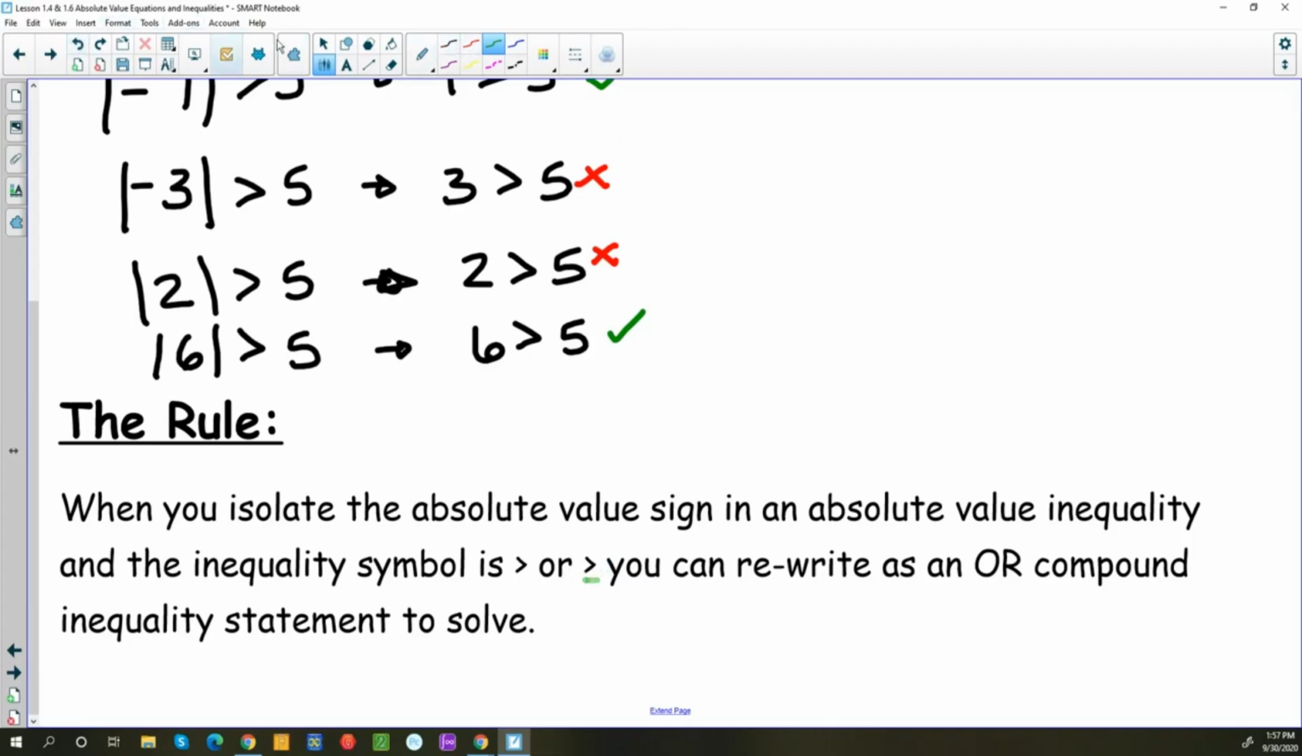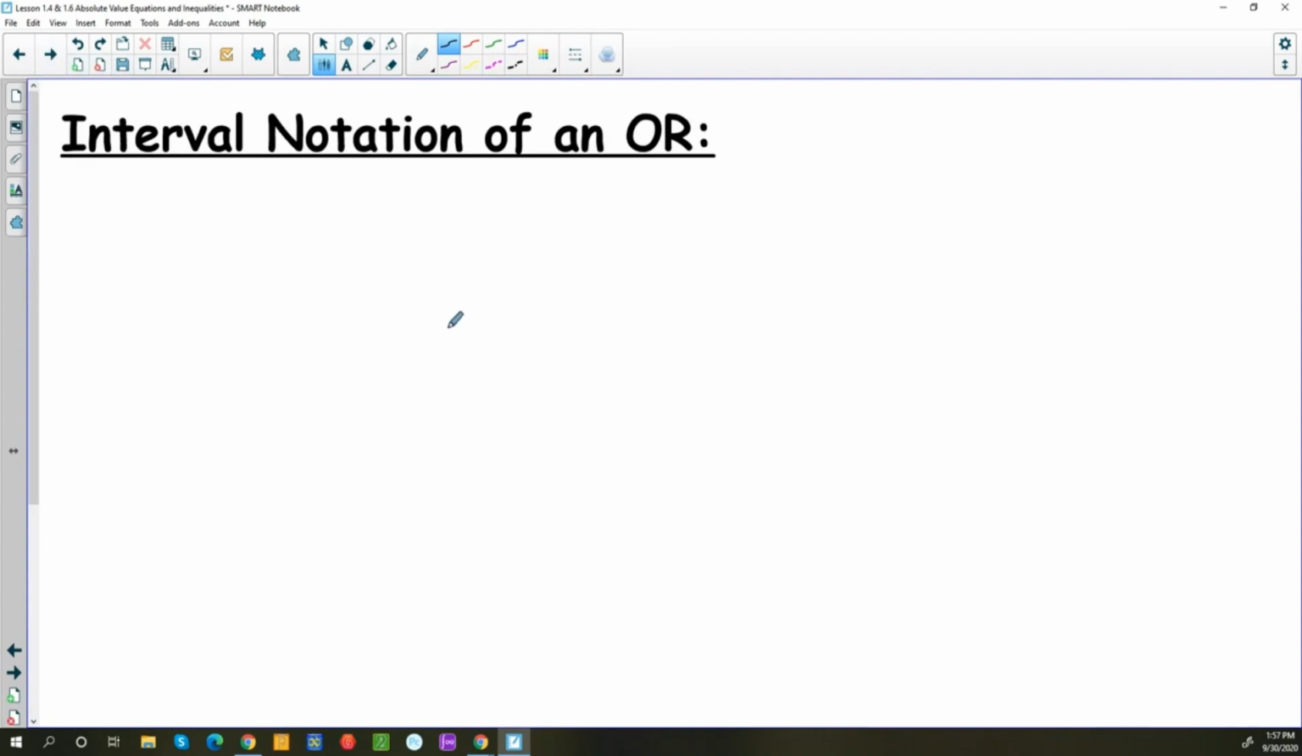When you are working with inequalities, if you have a greater than, or equal to, this is an or compound. And I'll show you what that looks like with an example. So the or situation looks like something like this.